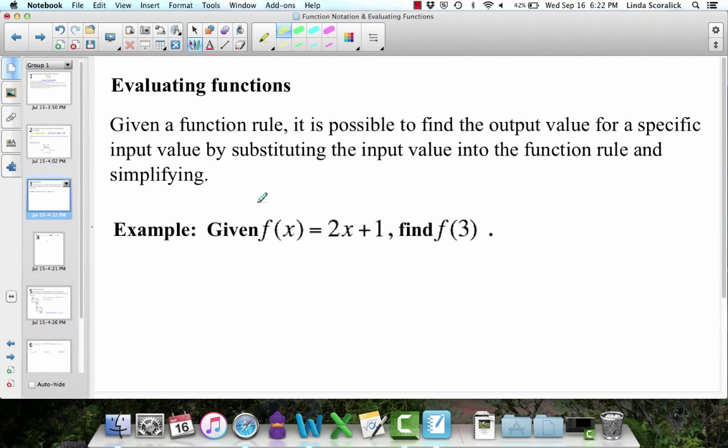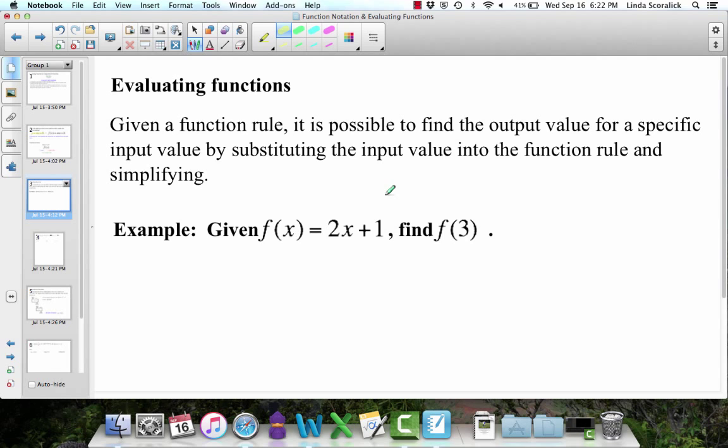So after that summary, let's talk now about the idea of evaluating functions. Basically, you're going to be given a function rule or function rules, and what we're going to do is say, for this given input, what's the output? This process involves substituting the input into the function and simplifying.